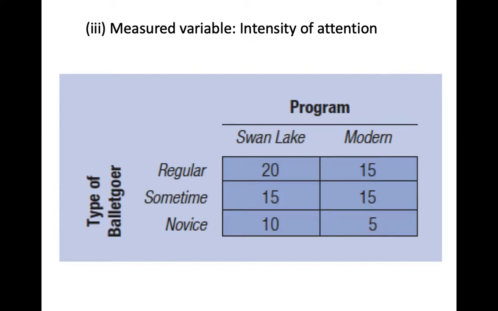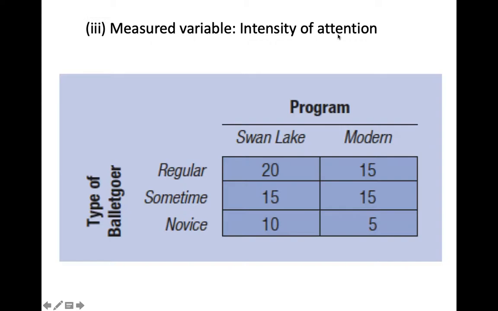All right, and then the third one is we now have a 3x2 design. We've got type of ballet goer. I had to look at that a couple times before I realized that it said ballet goer. Type of ballet goer has 3 levels: regular, sometime, or novice. And the type of program that the ballet goer is going to view is either Swan Lake or a modern ballet. So we've got a 3x2 design resulting in 6 different cell means.